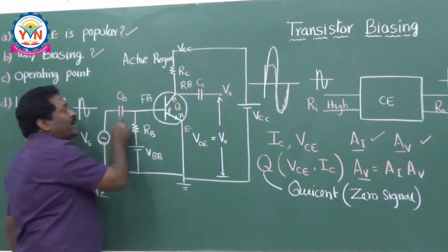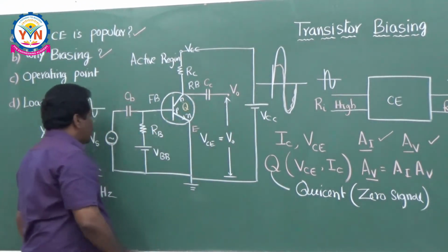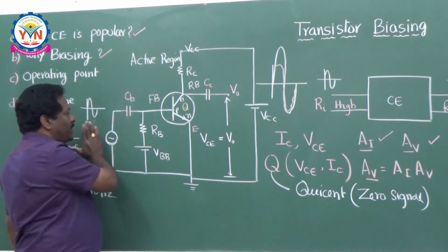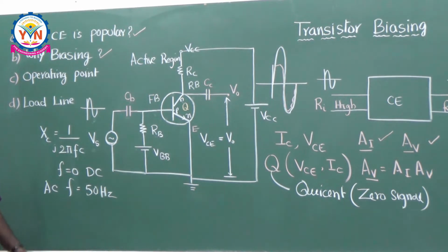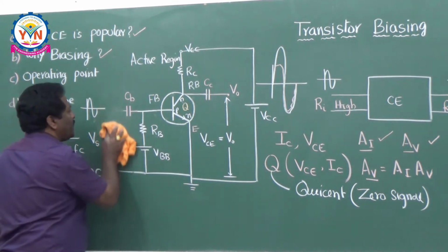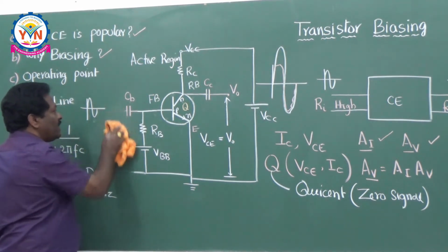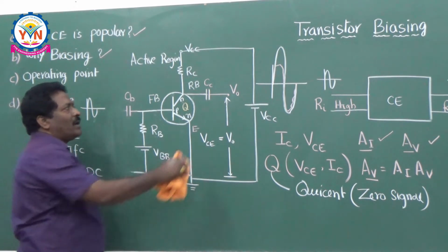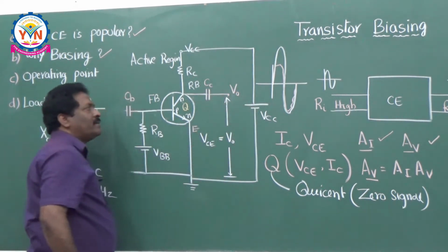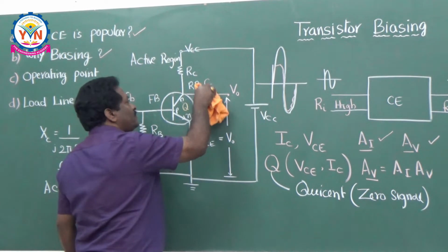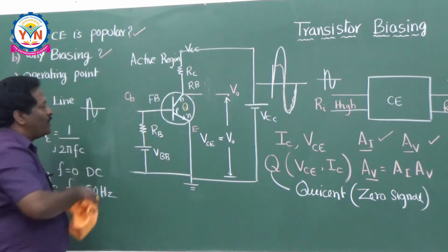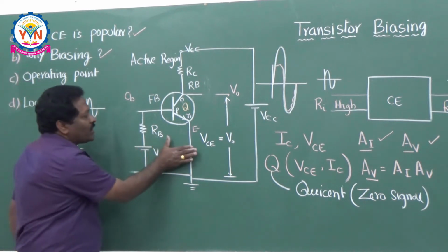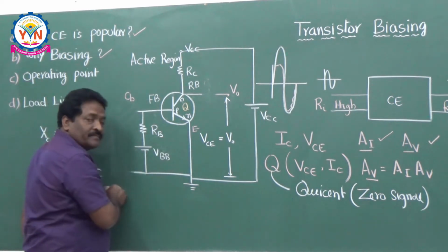Then whatever you are getting here is also an AC signal. Suppose the signal is not applied. For this circuit, if the signal is not applied, then the AC signal is not there, and you cannot get the AC signal here either. So only this circuit will be there. Whatever circuit remains is only for DC.